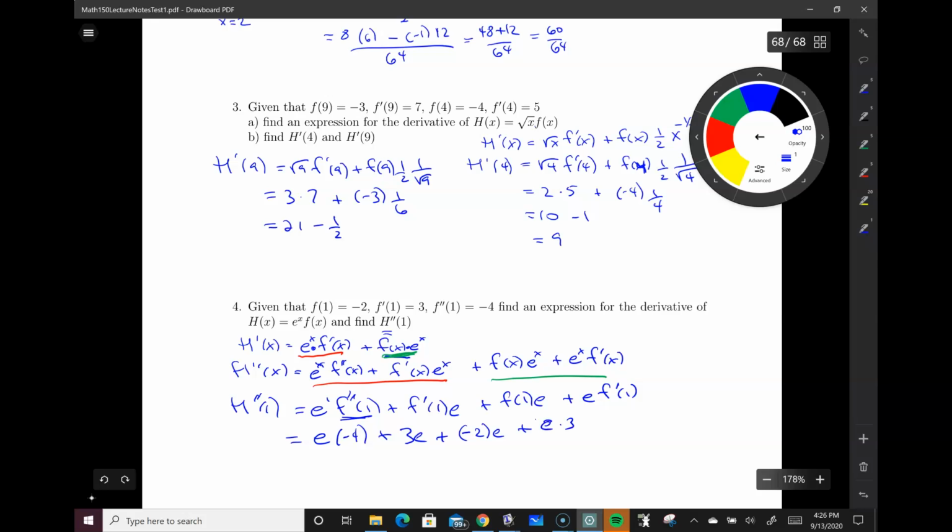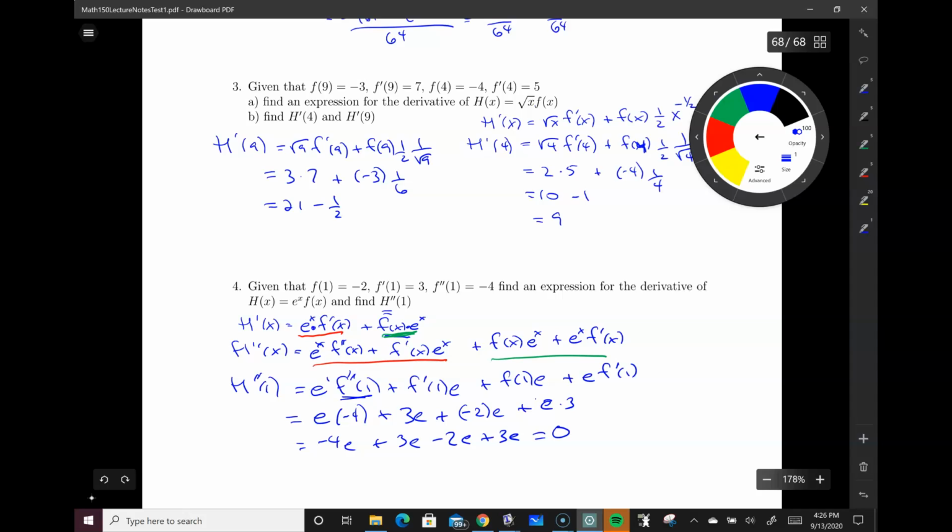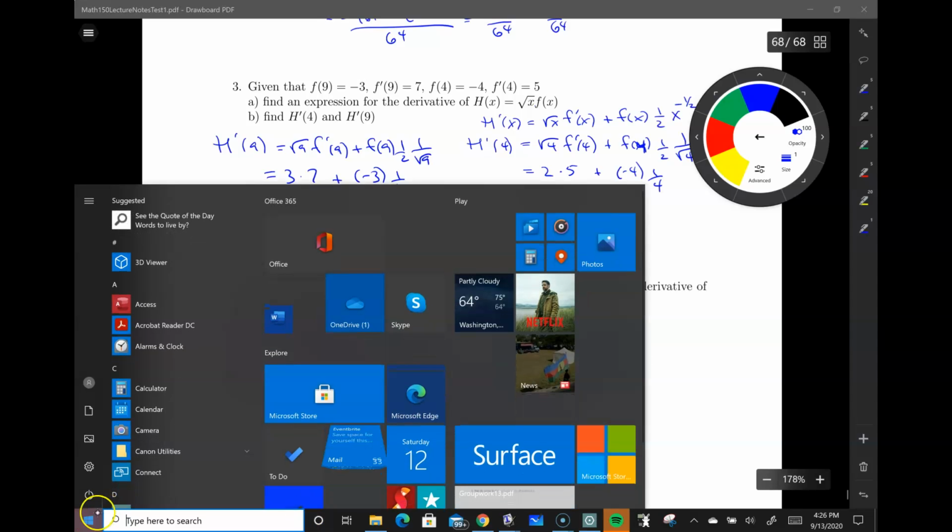So e times 3. So I have negative 4e plus 3e minus 2e plus 3e. Oh goodness, it turns out to be 0. Yep.